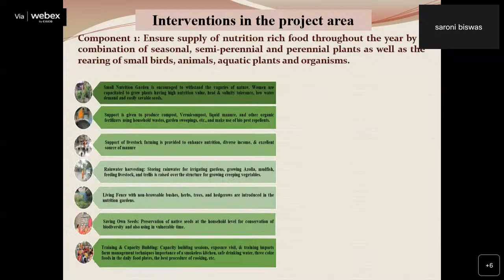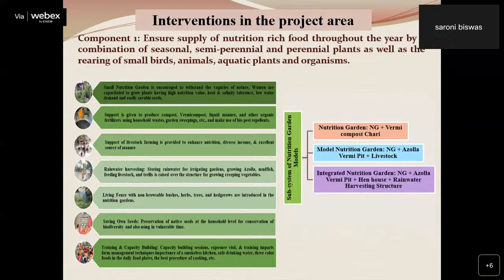For the first component, a small nutrition garden is encouraged for every beneficiary, with support for vermicompost, vermi pits, manure, livestock farming, and rainwater harvesting structures. Certain initial support was given to the beneficiaries, and then accordingly training and capacity building sessions were held. Regarding the nutrition garden models, they include three subsystems. One is the nutrition garden with vermicompost; another is the model nutrition garden that includes livestock rearing; and the integrated nutrition garden that includes the nutrition garden as well as a vermi pit, a hen house, or livestock rearing as per their choice. It may be only hen, or poultry, or a goat, or both, and a rainwater harvesting structure.